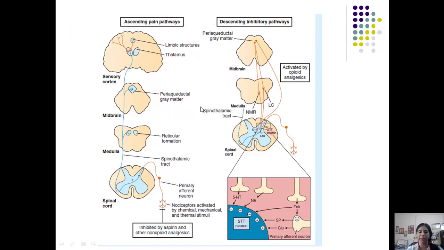These are the ascending pain pathways which are inhibited by opioids. Of course, at the beginning level where there is a nociceptive involvement, that is inhibited by aspirin and other non-opioid analgesics. But you know, as the pain pathways go to the higher structures, it is the opioids which come to the rescue, as they inhibit the ascending pain transmission. The descending inhibitory pathways, shown here, are activated by the opioid analgesics, conferring great pain relief to the patient.